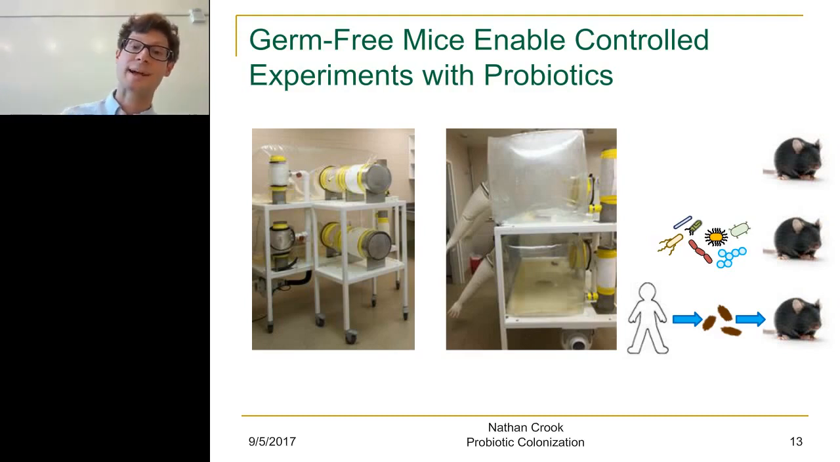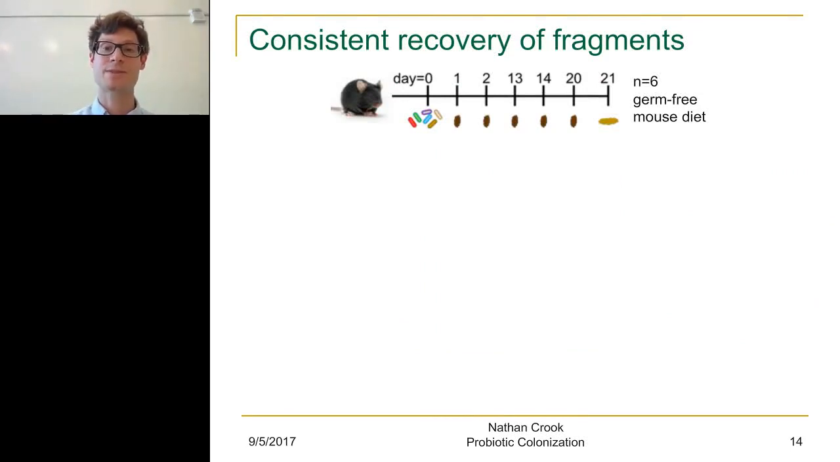So let's get into the actual results. We did our first experiment in completely germ-free animals that were eating a mouse diet. We had 6 animals in this case. On day 0, we gavaged our library.